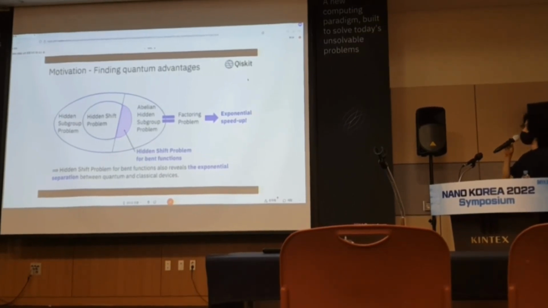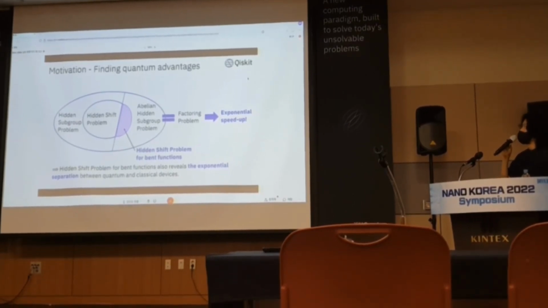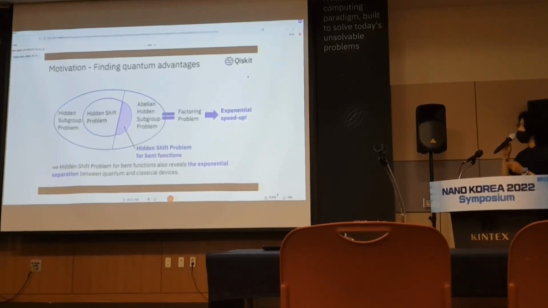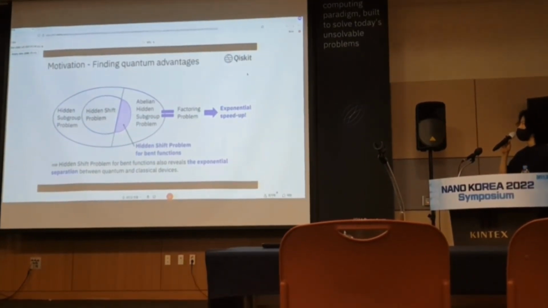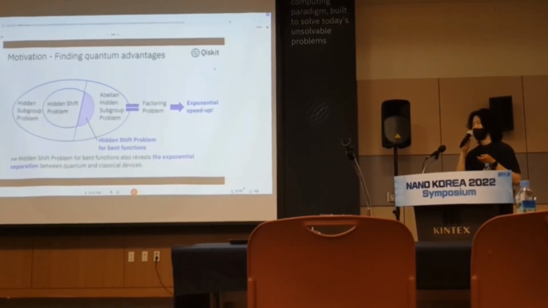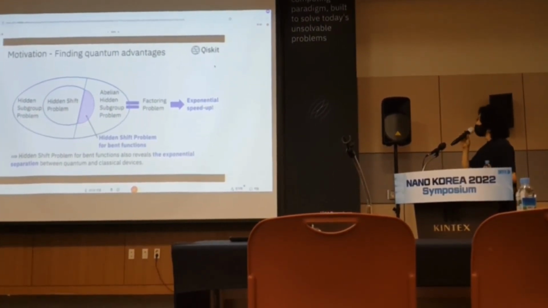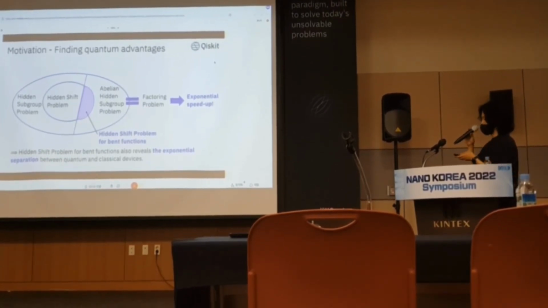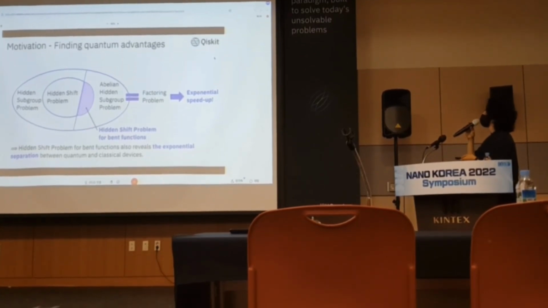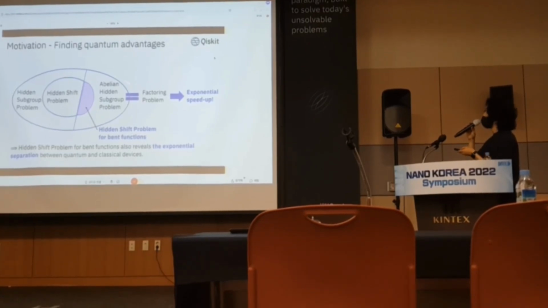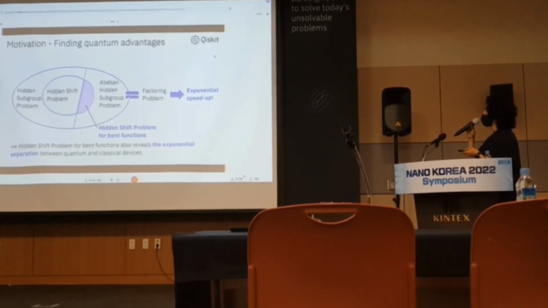Let's start with our motivation. We are motivated by finding quantum advantages, and the hidden shift problem for bent functions is one of the problems where we can find quantum advantages. The reason is that when it comes to bent functions, the hidden shift problem can be reduced to abelian cases of the hidden subgroup problem, so it can find quantum advantages.